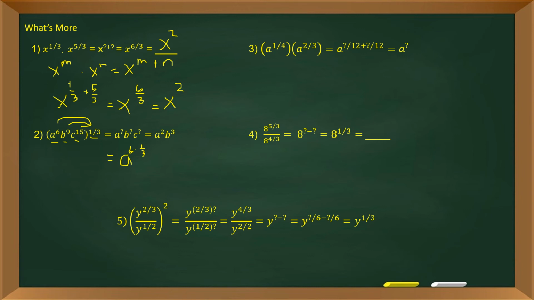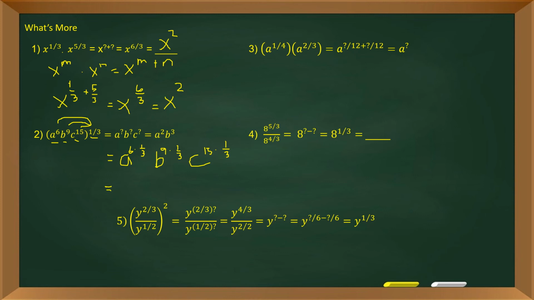And for b, b raised to 9 raised to 1/3. And for c, that is c raised to 15 raised to 1/3. So multiply it by 1/3.